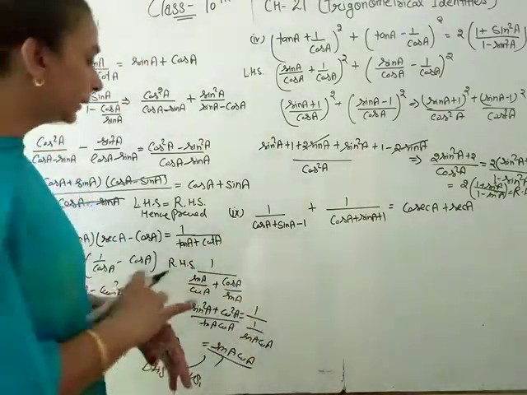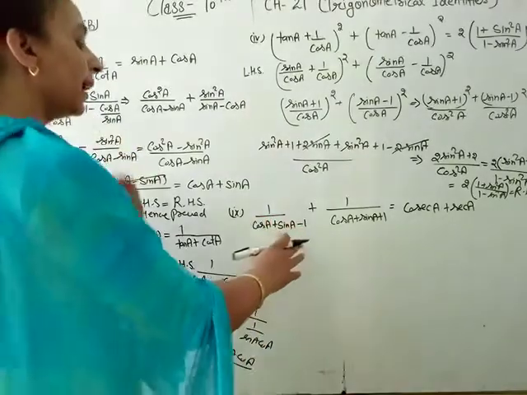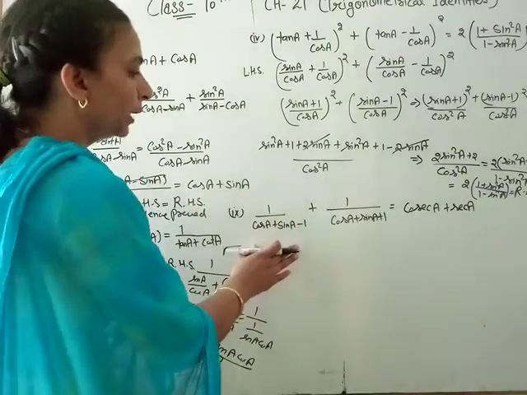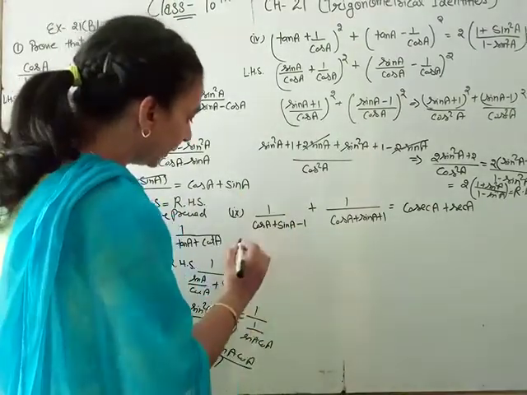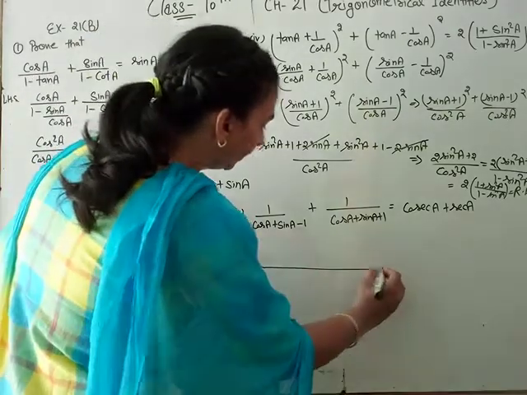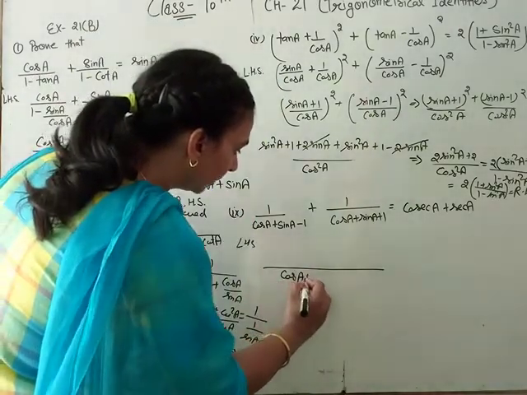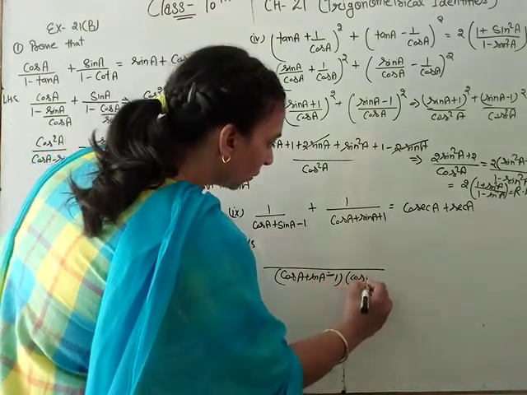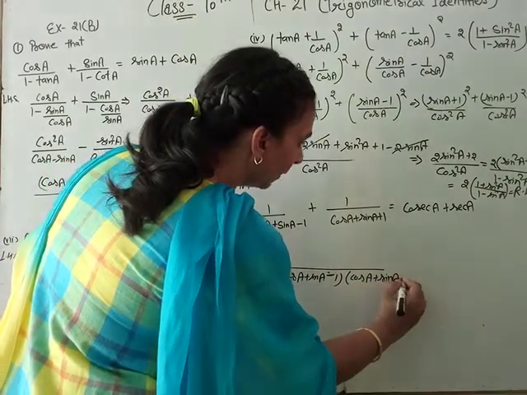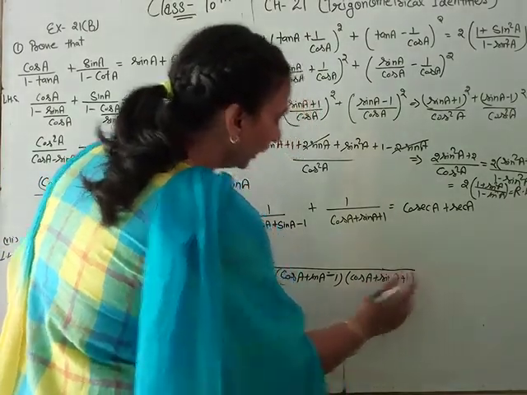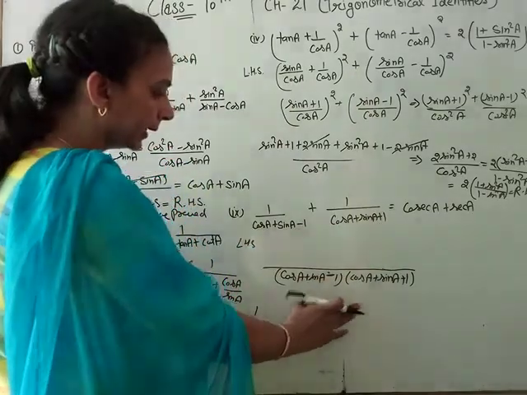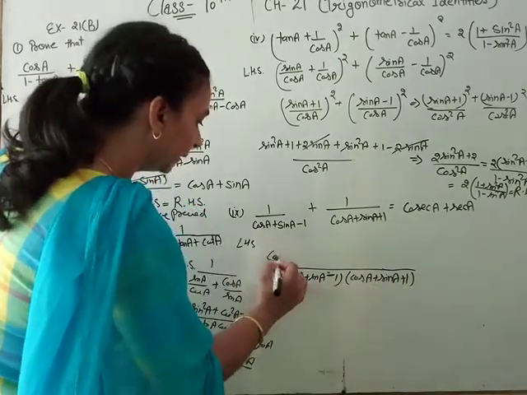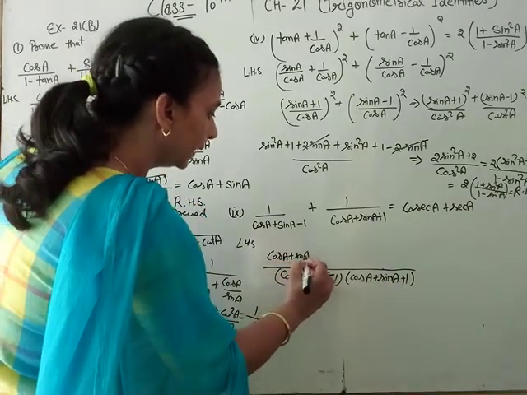This is part number 9. 1 by cos A plus sin A minus 1, plus 1 by cos A plus sin A plus 1, equals this. You take the LCM of the left hand side: cos A plus sin A minus 1 and cos A plus sin A plus 1. The LCM of this and this, both same as it is, divided by this, this cancels, only this is left, then we write cos A plus sin A plus 1.